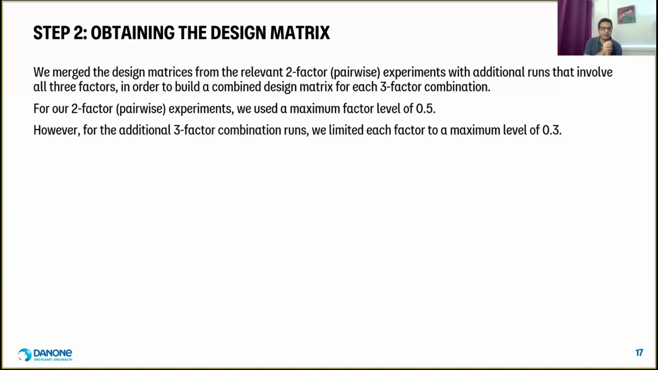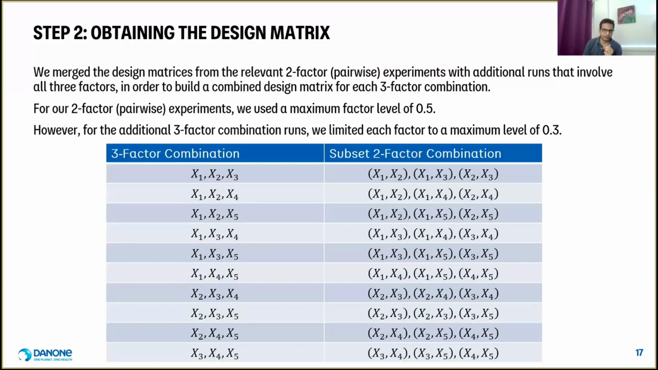And for the 2-factor experiment, we can use a maximum level of 0.5. And for 3-factor, we're going to use a maximum level of 0.3. So if we now consider just one particular combination, x1, x2, x3, then we can combine all of the data from the x1, x2 two-factor combination, x1, x3, and x2, x3. So that means we don't have to do all the experiments separately for three-factor combinations.